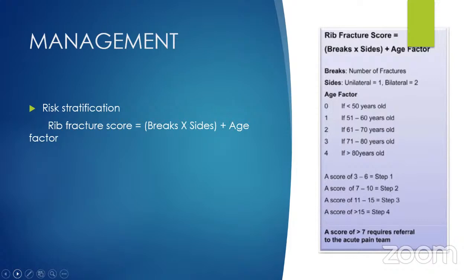The ACE factor can be categorized into 5 categories. It is given a score of 0 if the patient is less than 50 years old, a score of 1 if the patient is 51 to 60 years old, a score of 2 if 61 to 70 years old, a score of 3 if 71 to 80 years old, and a score of 4 if more than 80 years old. A score of more than 7 requires referral to the acute pain team.